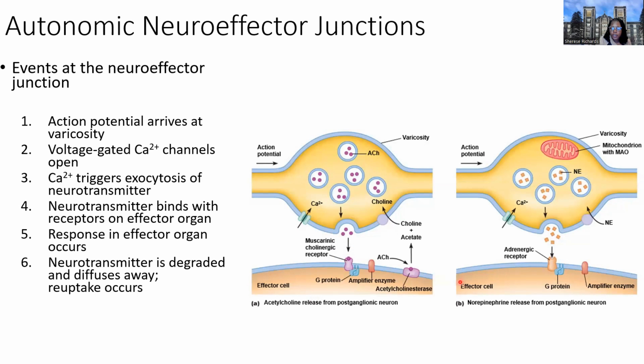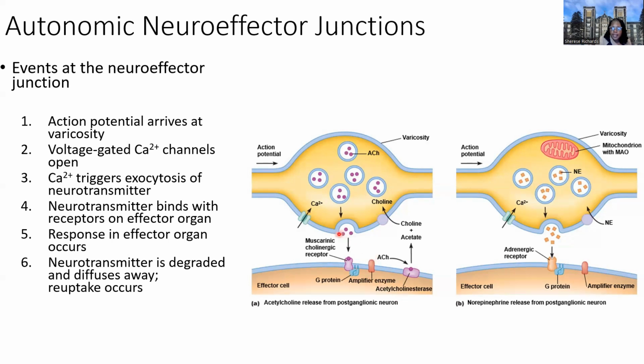So here's the effector cell, which is on the tissue of the effector organ. And then it's going to bring about that response by way of the mechanisms that we talked about earlier. Depending on if this is an alpha 1 or alpha 2, the type of amplifier enzyme will differ. It will either be phospholipase C or adenylate cyclase, and it will either activate or inhibit its second messenger and then bring about that response.